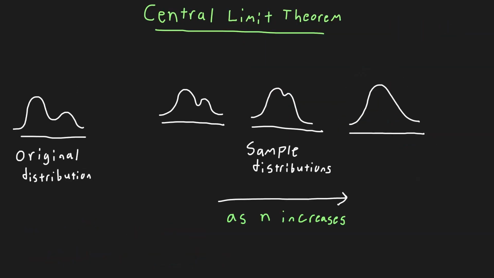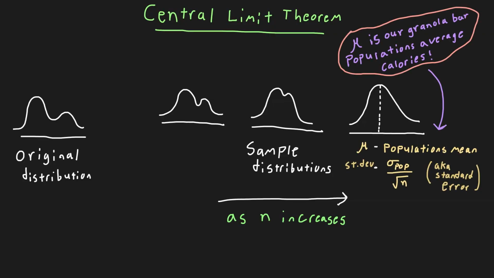To put this more rigorously, as our sample size n increases, the distribution of sample means will become approximately normal, with a mean equaling the population mean and a standard error of the population standard deviation divided by the square root of the sample size.